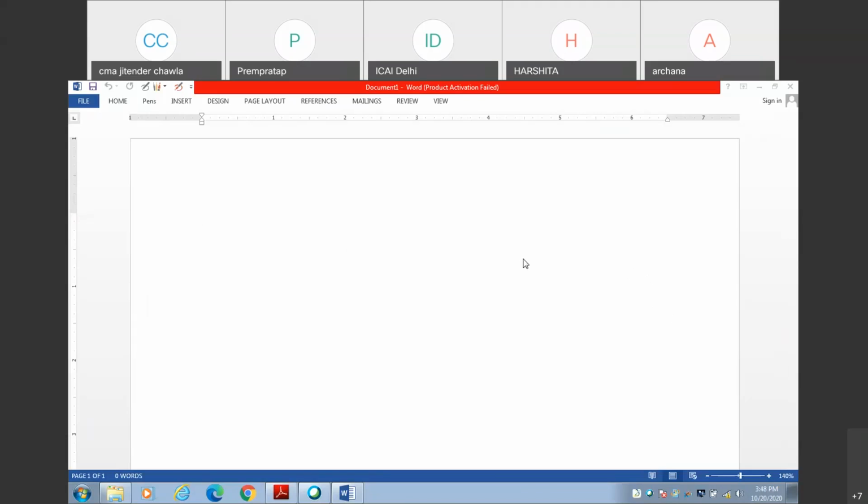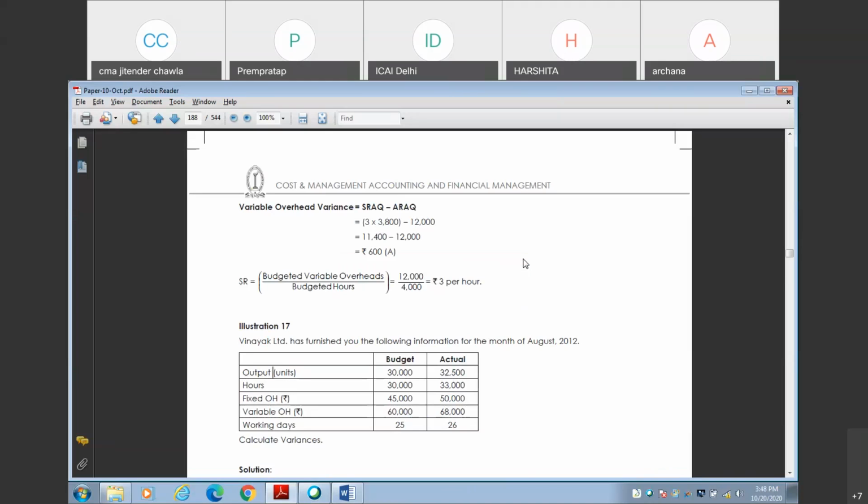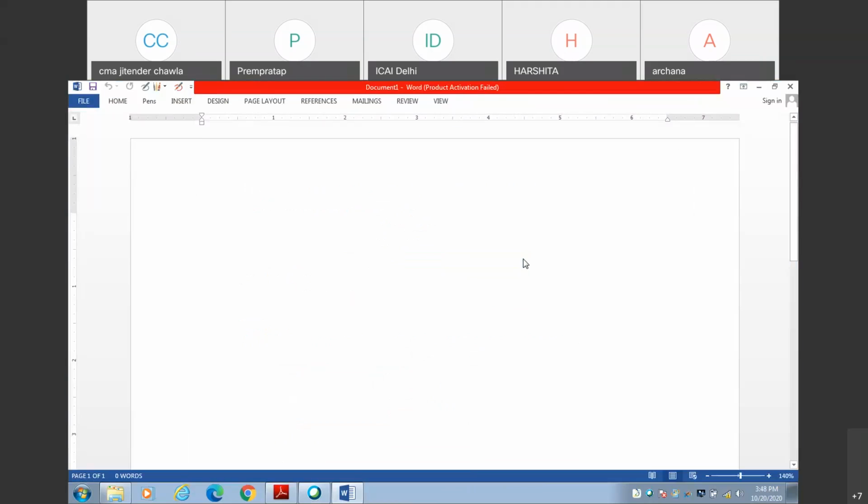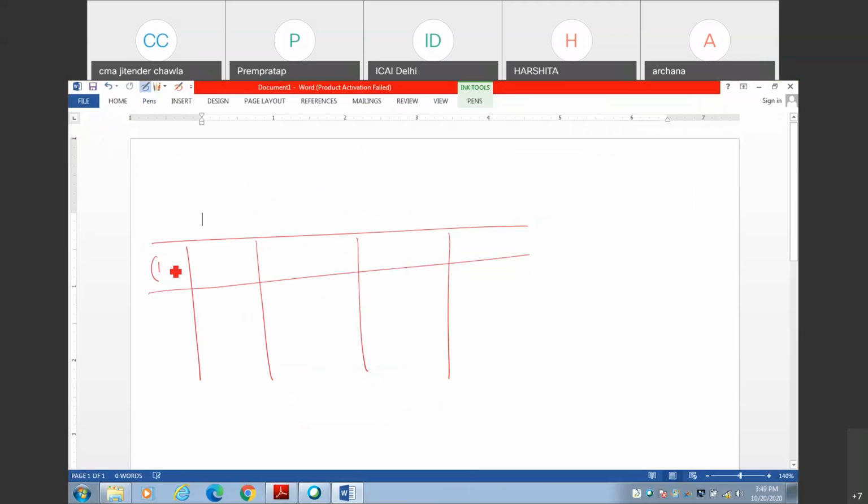I will do it very quickly. Is it okay? Please look here. Now what is given? I'm just immediately writing. You just check, preparing a table. 1, 2, 3, 4, 5. This is for fixed overhead. Let me complete variable overhead as well.